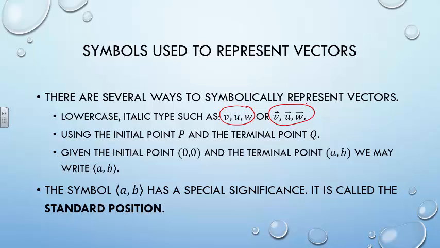In the book, they use some terminology with initial point P and terminal point Q. And when we are given an initial point 0, 0, the origin, and some terminal point in ordered pair a, b, we may write a, comma, b with these pointed brackets. So the pointed brackets indicate we're working with a vector. And when we see this symbol, it does have a special significance mathematically. This indicates the standard position for the vector you're working with.